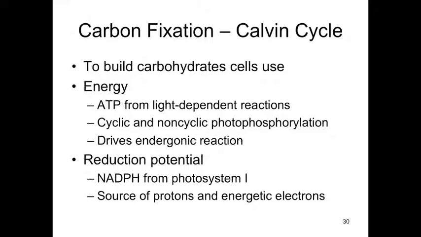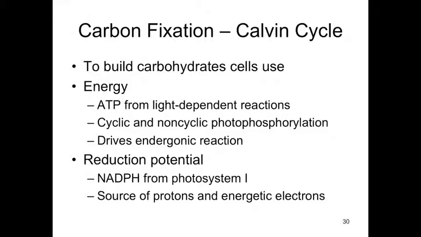carbohydrates. We also see that there's reduction potential because of the NADPH that we got from photosystem 1 during the light-dependent reactions. And just as we removed electrons and hydrogens to break the bonds in cellular respiration, here we're able to add electrons and hydrogens to these CO2 molecules in order to generate carbohydrates.